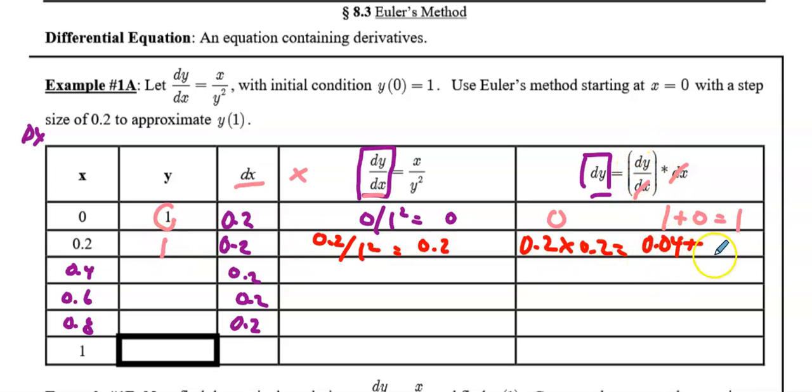We're going to add now 0.04. So our answer is going to be 1.04. This number is going to be popped into right here. Okay? Let's do another one.